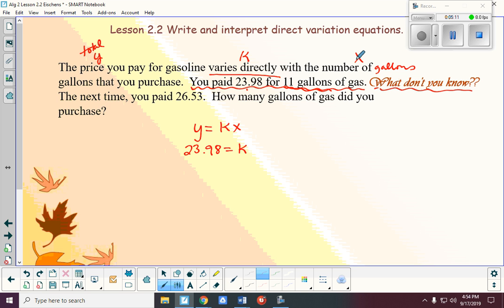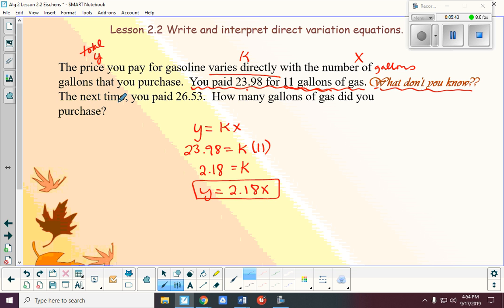The gallons would be X, so we put that in right here. And now we're just going to divide to solve. So $23.98 divided by 11. K would be 2.18. That's the constant of variation. So for this problem, the direct variation equation is y equals 2.18x. So that's the first part of the problem. And now using that information, we'll be able to do the last part.